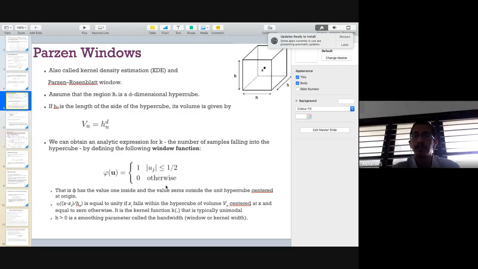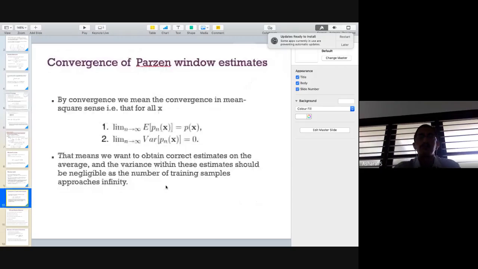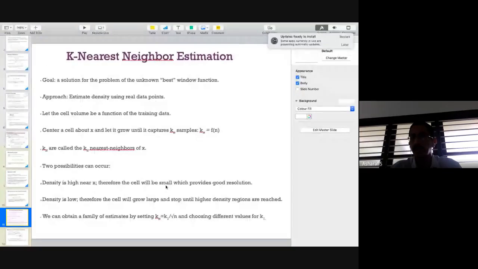K nearest neighbor estimation, which is not there in your outline, but I thought I'll give you a flavor of this. The goal is a solution for the problem of the unknown best window function. We don't know it, so the approach is to estimate density using real data points. Let the cell volume be a function of training data. Rather than fixing the volume, can we fix K? That's what the K nearest neighbor approach is.